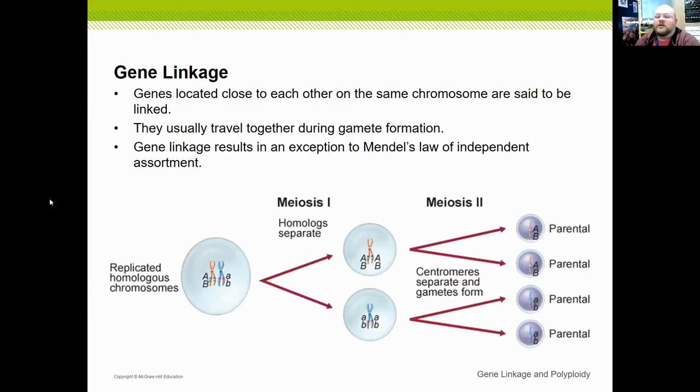Now, gene linkage. Genes located close to each other on the same chromosome are said to be linked. They usually travel together during gamete formation, and gene linkage results in an exception to Mendel's law of independent assortment. If you look through these pictures, they've used color to indicate where similar genes are, and you can see that the colors are lined up in each of these. So as they travel, those similarly linked genes are going to travel the same way. When centromeres separate and gametes form, the same type of genes are going to go together so that later they can be lined up again similarly.